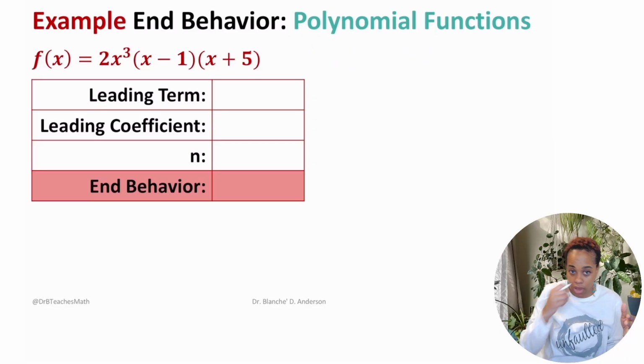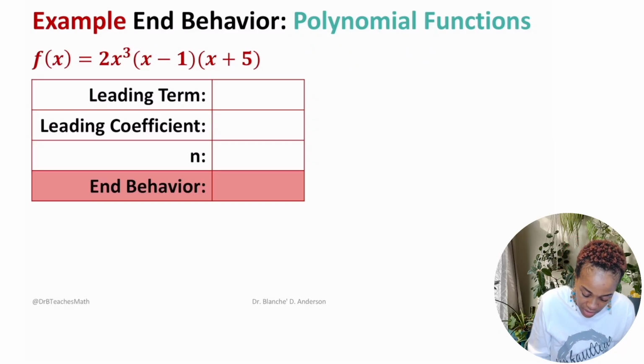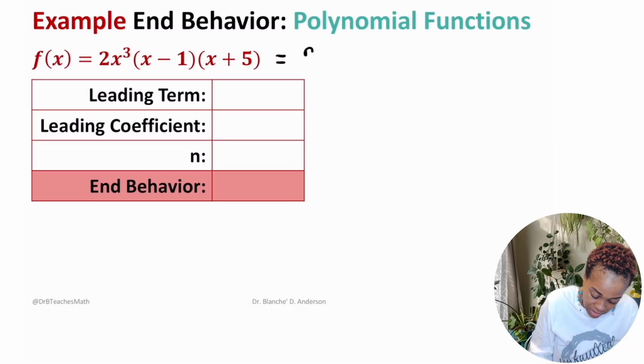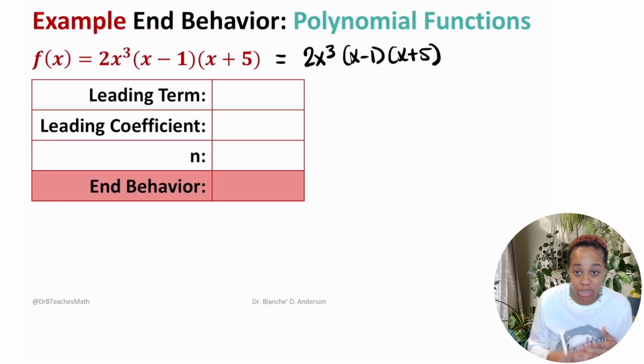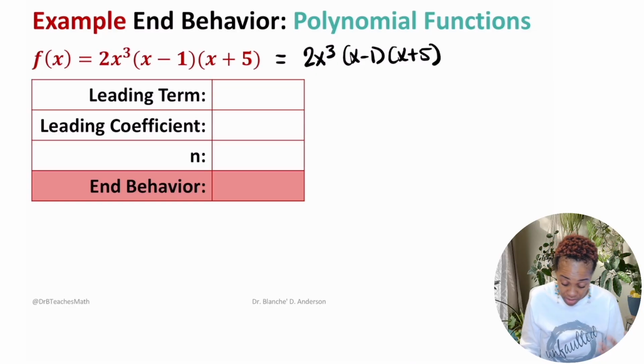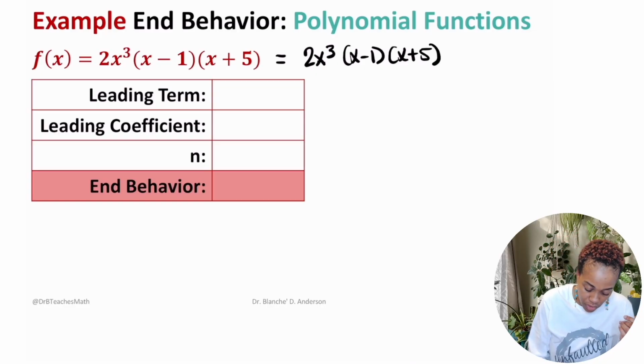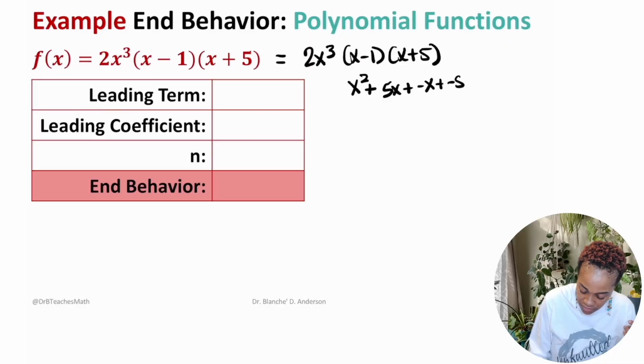Now, if you're like, oh, I don't know, that doesn't make sense to me, I'm hoping it makes sense to you, because if you take this and then you have x minus 1 times x plus 5, you can multiply it out. It's not a lot of work. When you FOIL this, you would get x squared plus 5x plus a negative x plus a negative 5. So that's x squared plus 4x minus 5.